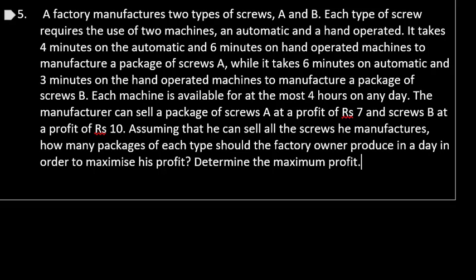Assuming that he can sell all the screws he manufactures, how many packages of each type should the factory owner produce in a day in order to maximize his profit, and determine the maximum profit? So a factory manufactures two types of screw, A and B, and we have to find the number of packages of type A screw and the number of packages of type B screw to get the maximum profit.